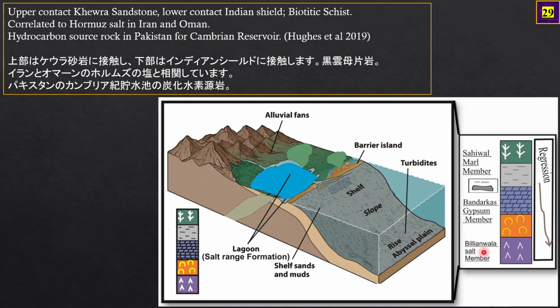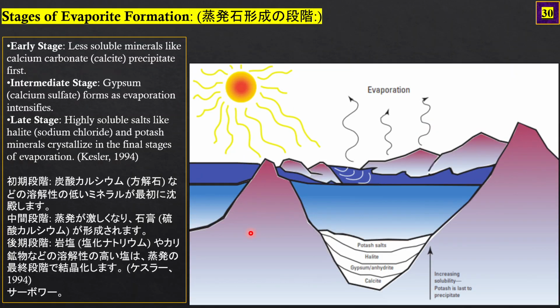You can see the three members in the Salt Range formation: Billianwala, Bandarkas, Sahiwal Marl member. In Sahiwal, mostly marl, which is calcium carbonate, and clay and clastic material. Bandarkas has gypsum, and the oldest is the Billianwala Salt member. So this is the depositional model of the Salt Range formation. In it we also see the evaporitic formation model, like we see calcite, gypsum, halite, potassium.